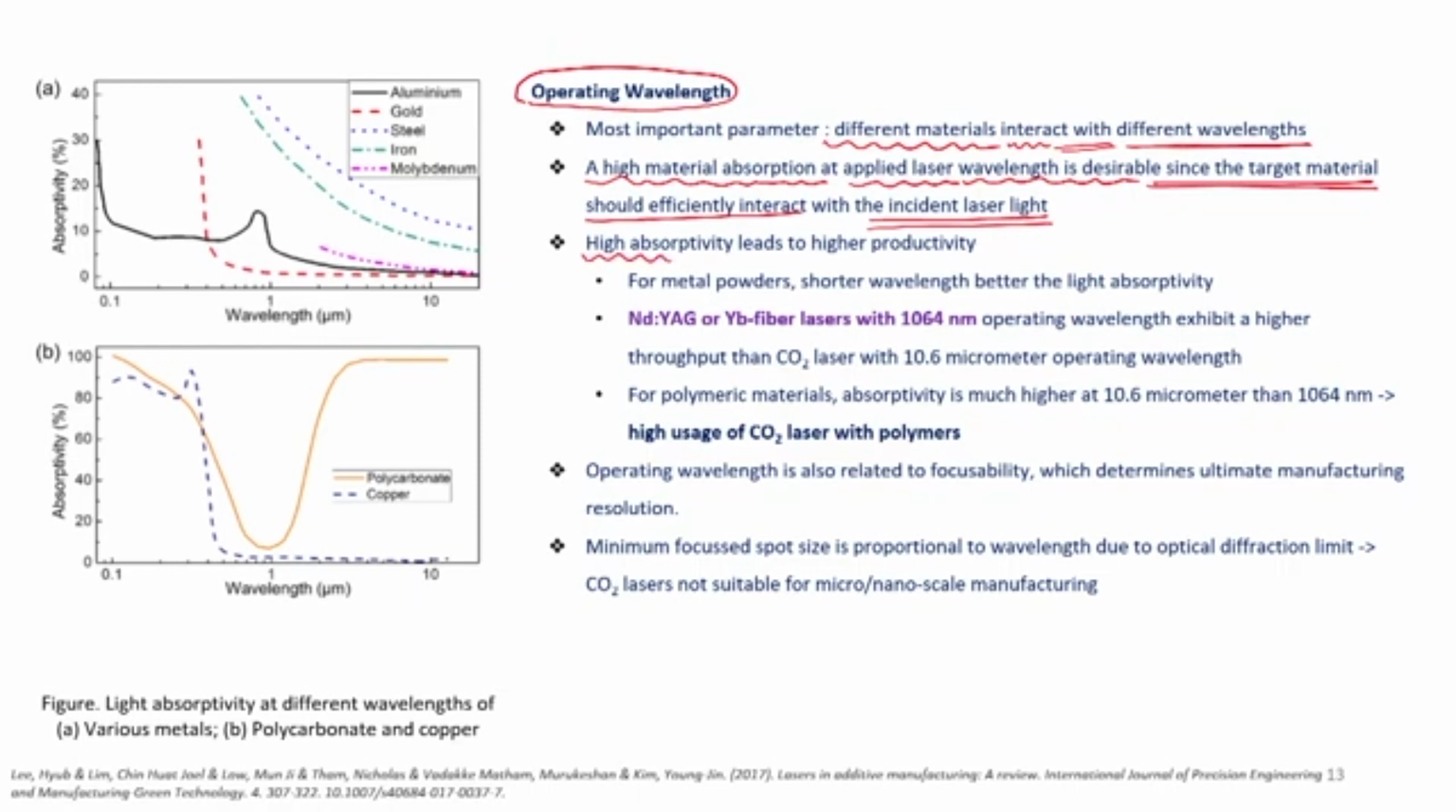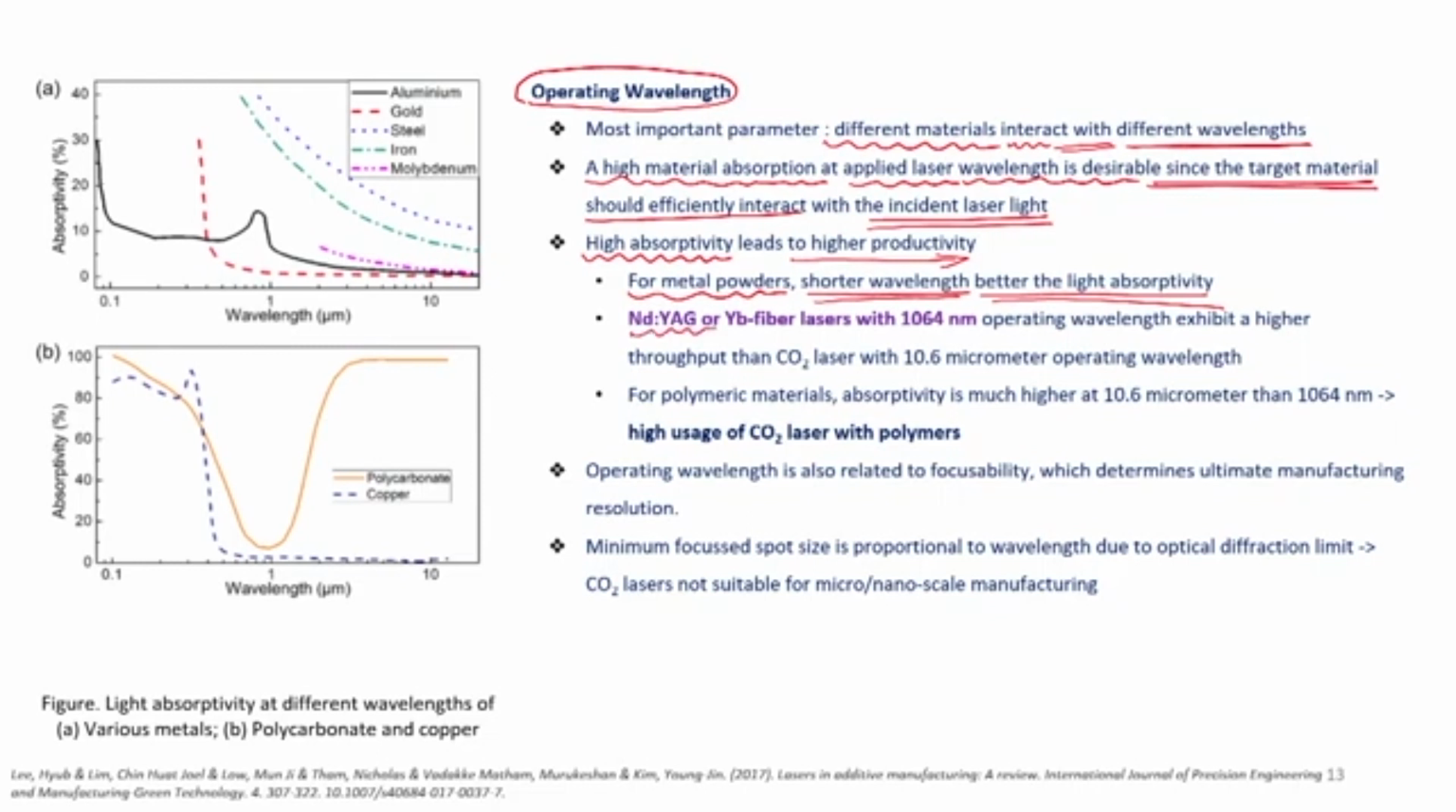When there is a high absorptivity, that is certainly leading to high productivity, because there would be more efficient melting, and then we can have the required operation done. It may be the metal melting or the polymer sintering. For metal powders, shorter the wavelength, better the absorptivity. That is the obvious thing. If there is a shorter wavelength that we are applying, the metals will absorb the laser energy at a higher rate, and then we can generate the required work done.